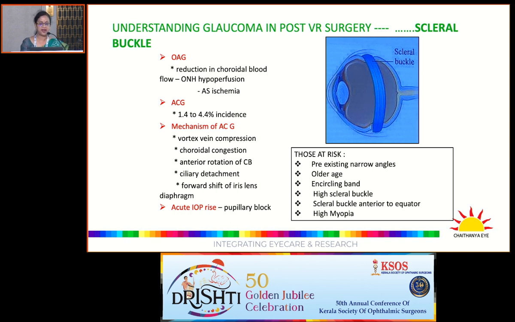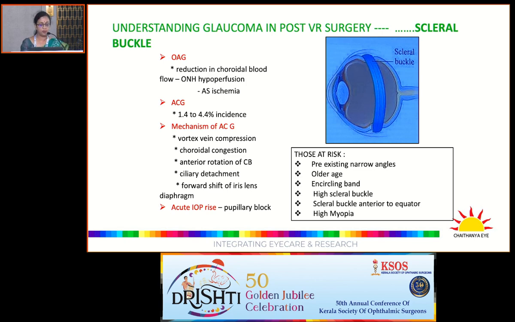Those who have pre-existing narrow angles, which is very important to know, and those who are older and who have an anterior buckle, because vortex vein compression with choroidal congestion and the anterior rotation of the ciliary body with the forward shift of the iris lens diaphragm accounts for the angle closure component, where angle closure glaucoma is reported as 1.4 to 4.4%.